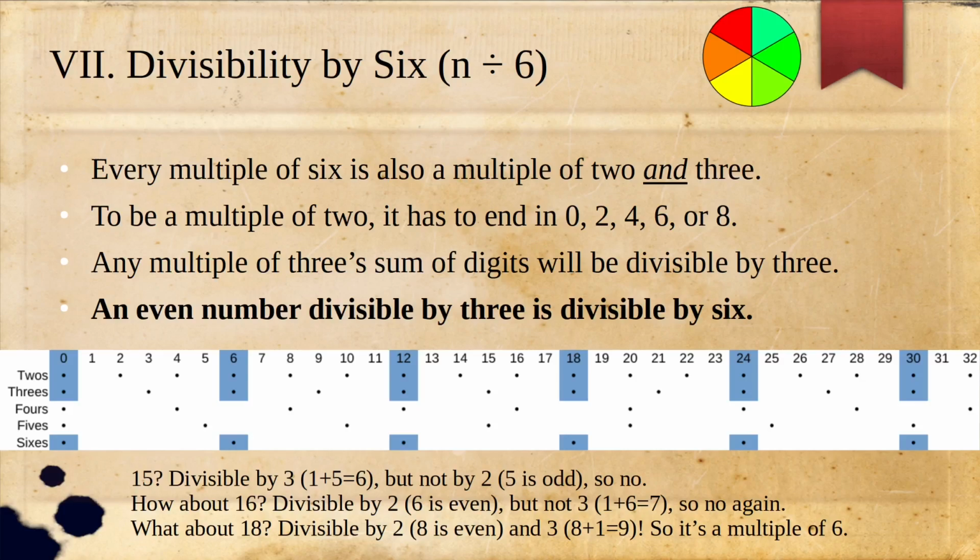To satisfy being a multiple of 2, the number has to end in 0, 2, 4, 6, or 8, or, be an even number. And as we also looked at, any multiple of 3's sum of digits will also be divisible by 3, so any even number divisible by 3 is divisible by 6. And in the table I show how every time you hit the same number when counting up by 2's or 3's, it's the same ones you hit counting up by 6's. Below that, I also work out checking if 15, 16, and 18 are divisible by 6.